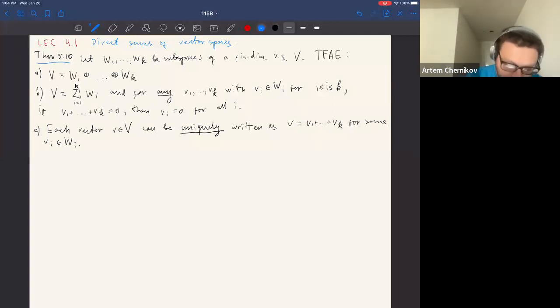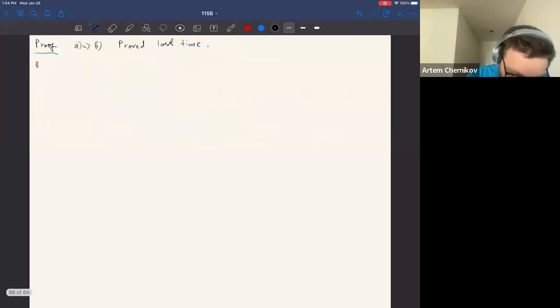Remember that being the sum just means that there are some vectors like this, but there might be multiple choices of the Vi's. What we are saying is that in a direct sum, there's only one way of doing it. So let's prove it. We will show that B implies C now.